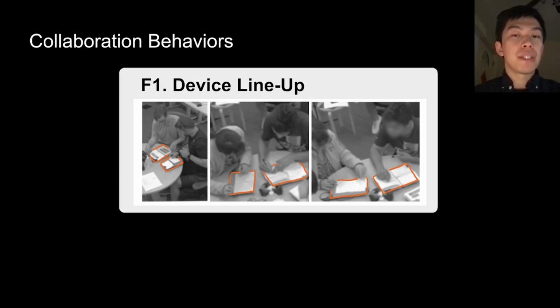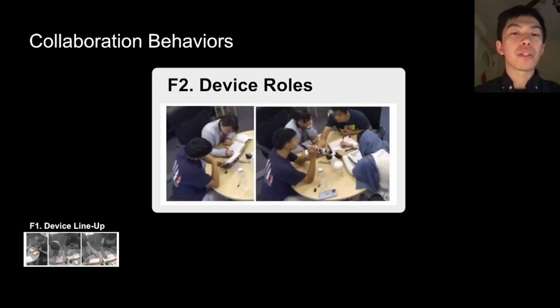The first observation we made was that participants frequently rearranged devices to line up their content. The constant rearrangement indicated that the participants had the need to create a larger workspace. We also observed participants adopt task-based division of labor at times, attributing different roles to their respective devices. Such arrangements suggested that people needed ways to flexibly propagate content to other nearby devices.